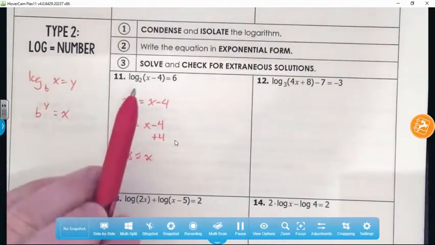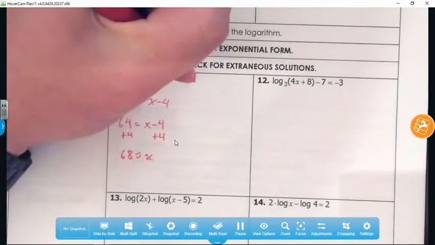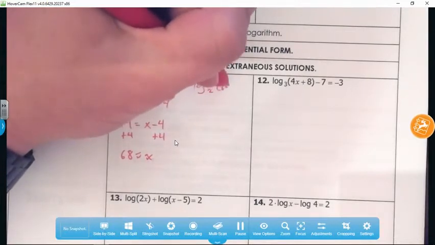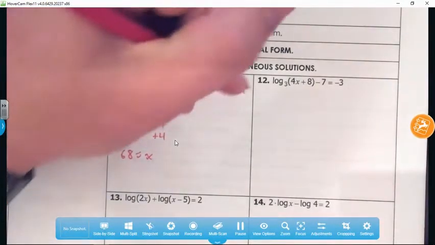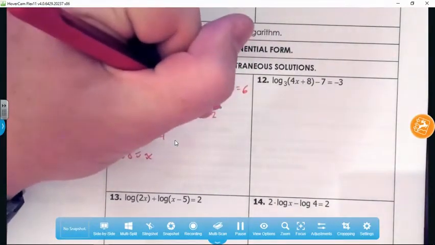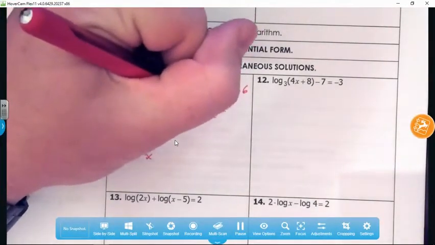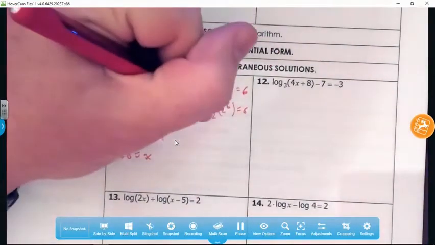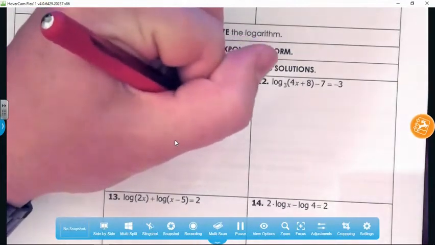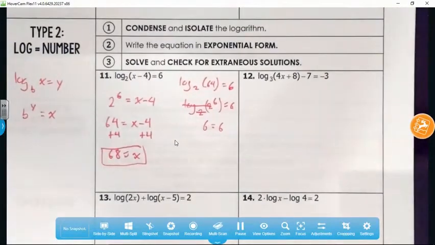We check our work. Log base 2 of 68 minus 4 is going to give me log base 2 of 64 is equal to 6. Well, we know our rule: if we can get the base of the log and the product to be the same, 2 raised to the 6th power, just like that, is equal to 6. Because of that identity, if the base and the product are the same, you're left with 6 equals 6. So that is a true statement. Therefore, we can go ahead and put a box around it.